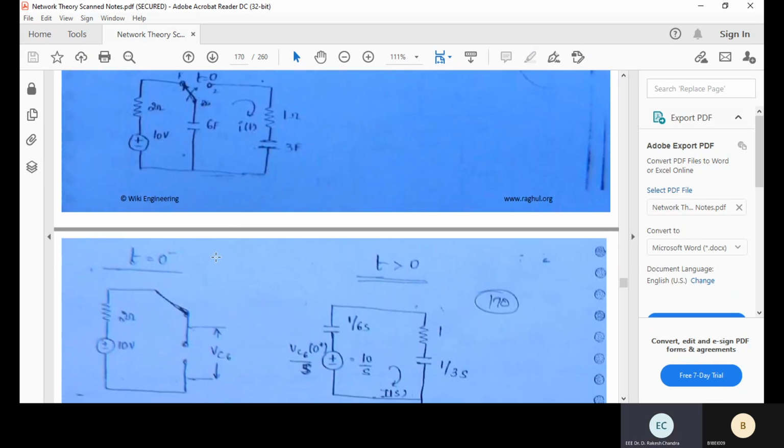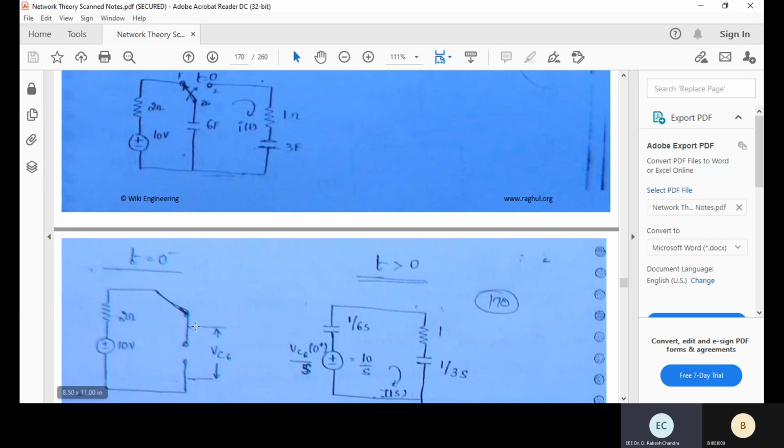Okay. At t is equal to 0 minus, for a long time the switch is in position 1. Then your capacitor reaches saturation. When the capacitor reaches saturation, it reaches the maximum value of voltage.